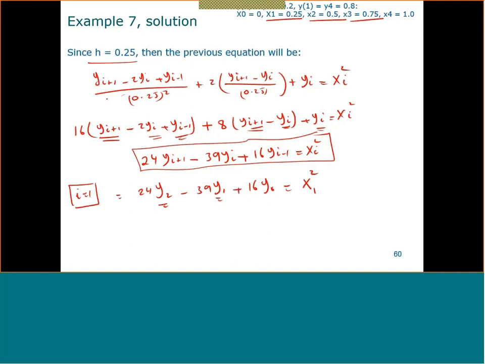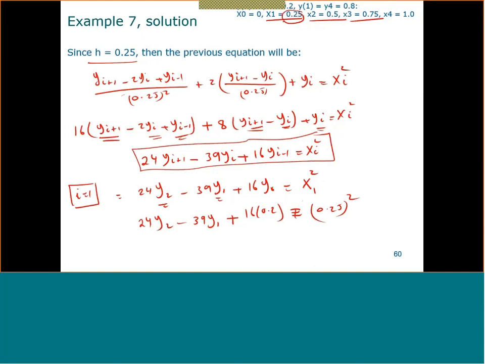Okay, so now I will rewrite this equation as such. So this becomes 24 y2 minus 39 y1 plus 16 times y0, which is 0.2, equal to x1 squared. What is x1? X1 is defined as 0.25. It's a given value to me. This is equal to 0.25 squared.